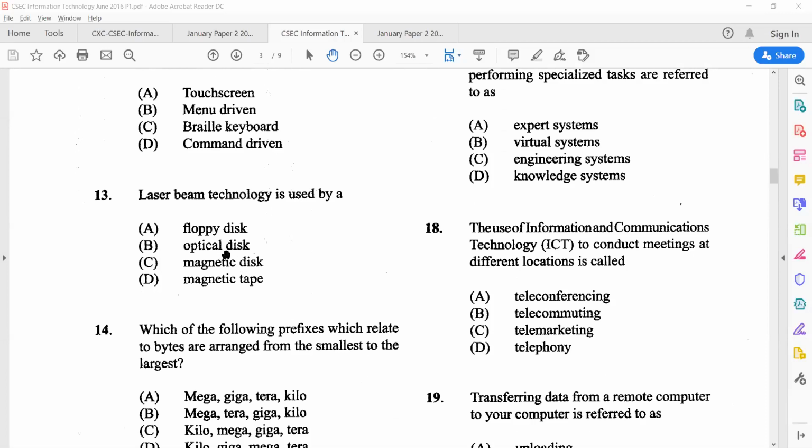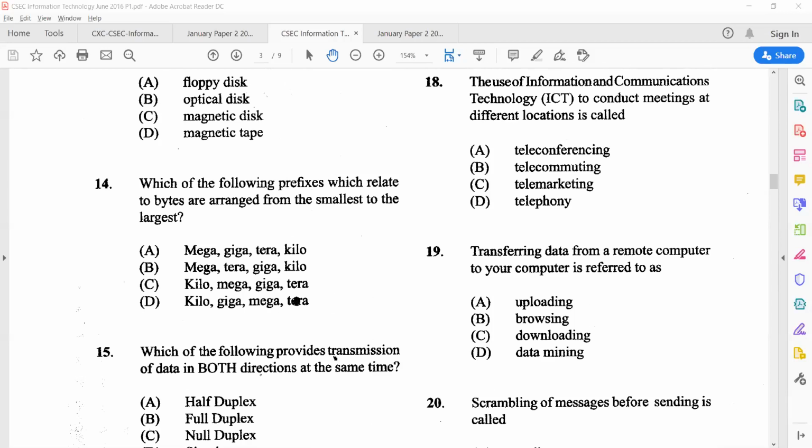You have a floppy disk, optical disk, magnetic disk, and magnetic tape. The answer coming in there. Okay, so laser beam technology is used by optical devices, right? That's like your CDs and DVDs. That's how, you know, a lot of persons talk about how they're going to burn the disk. They use laser beam technology.